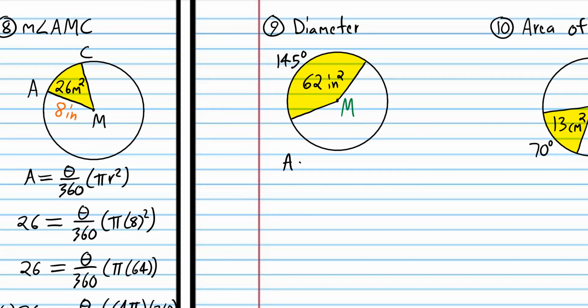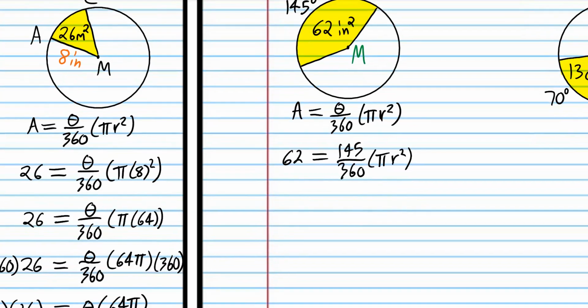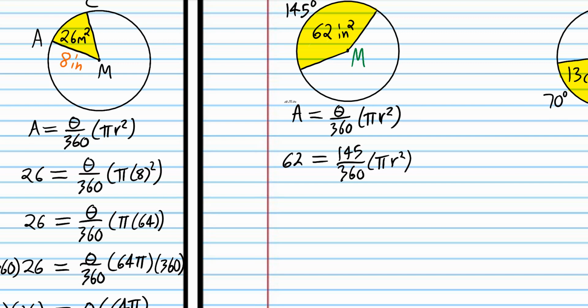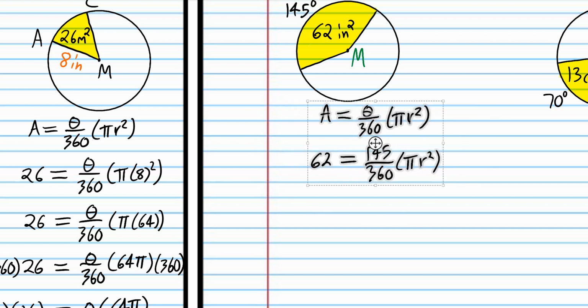So let's start by writing the formula, as usual. The area we know is 62. Theta we know is 145. And r we don't know. We're going to need to find r. So the first thing we want to do is get rid of that fraction. We have an equation with a fraction. You get rid of it by multiplying by the lowest common denominator of all the fractions involved. And we only have one fraction involved, so the lowest common denominator is just 360.